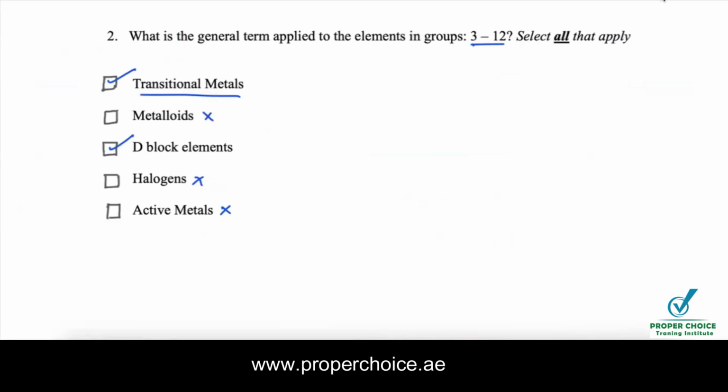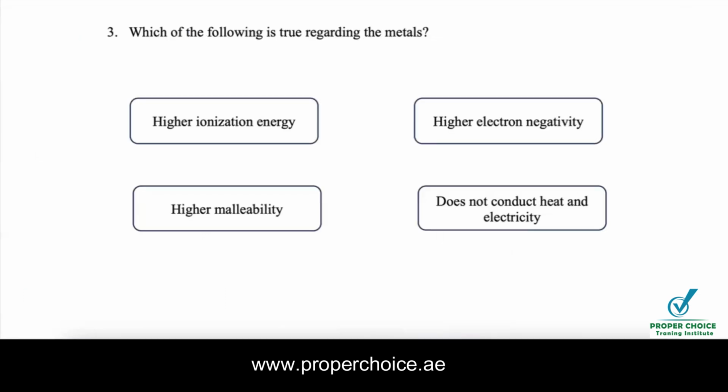That's how questions can be asked on multi-select. Question number 3 here is, which of the following is true regarding the metals? So they're asking which properties are true. Higher ionization energy, metal has higher ionization energy. What do you mean by ionization energy? Ionization energy is basically the minimum energy needed for an electron to be removed from an atom. So the amount of energy needed to remove an electron from an atom is called ionization energy.